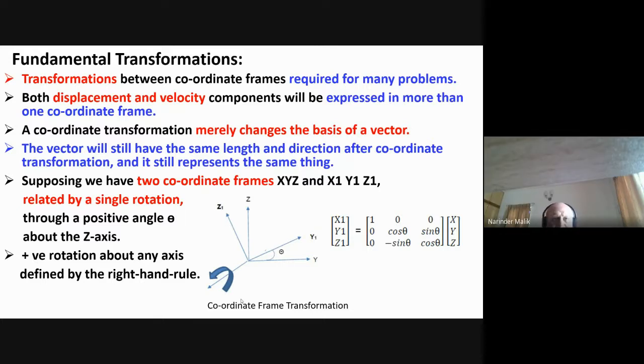So we'll start with fundamental transformation. You need transformation when you are dealing with various coordinate systems. Normally there will be some information available in one coordinate system, and you are using another coordinate system, so you have to carry out the transformation from one to the other. So what is the procedure for that?